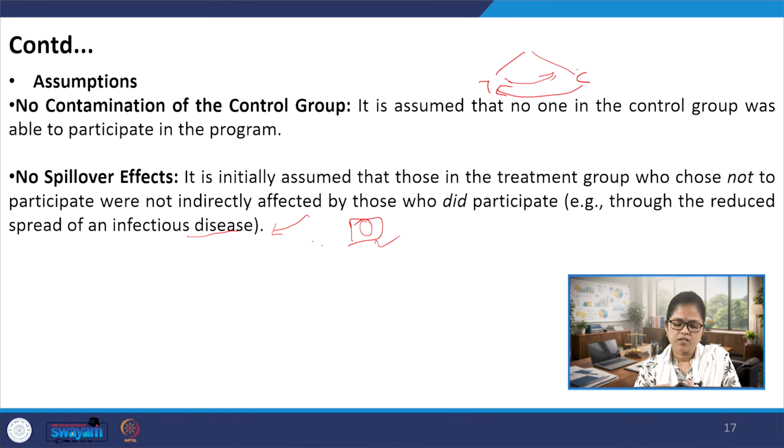So in this case, those who have participated, since it is contagious, their act can impact those who have not participated. But here we are saying that there is no spillover effect, that we need to design our groups in such a way that the treatment group members who chose not to participate are not indirectly affected by those who participate. But in this example we are not finding so.